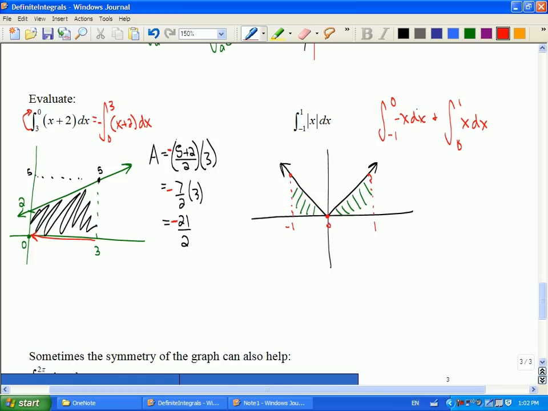So the first piece, that has an area, that's 1 by 1. So 1/2, 1 times 1. And similarly for the second piece. So each one has a half. Altogether, they're worth 1.